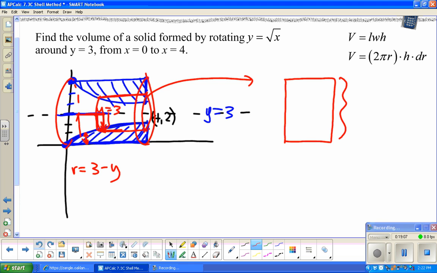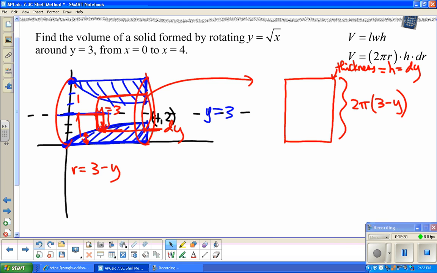So this circumference ends up being 2 times pi times r. And the thickness of this thing is dy. Okay, thickness or height is dy because it's measured vertically. Okay, and then this height is going to be, well, this number is actually x equals 4, and this distance is whatever x is, so the height is going to be 4 minus x.